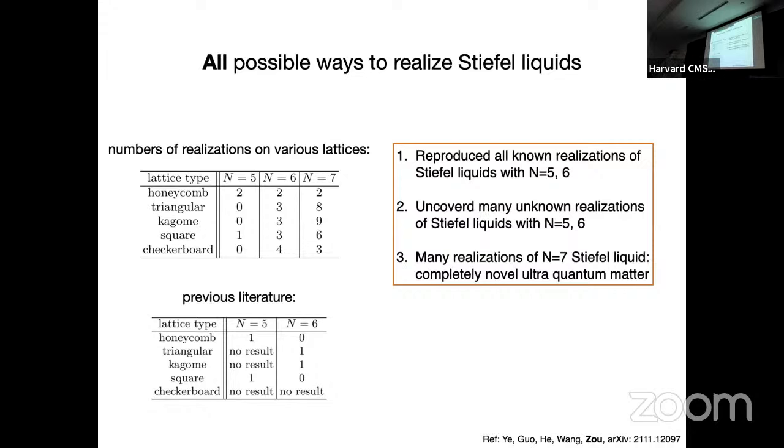We see that we can not only reproduce all the previous known realizations of the deconfined quantum criticality and the Dirac spin liquid, we can also uncover many previously unknown ones. And for the simplest non-Lagrangian one with N equal to 7, we also found many realizations.